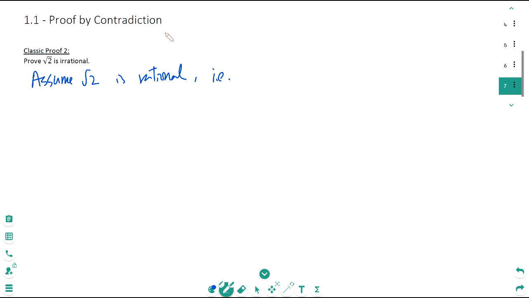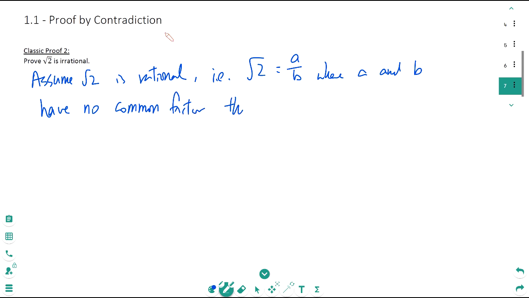Everything I write in here has to be shown in the exam paper. That is, root 2 equals a over b, where a and b have no common factor other than 1. That means if a number is rational, it can be written as a fraction with no common factor. For example, 4/5 is a rational number, or 0.8 is a rational number because it can be written as 4/5. 3 is a rational number because it can be written as 3/1.